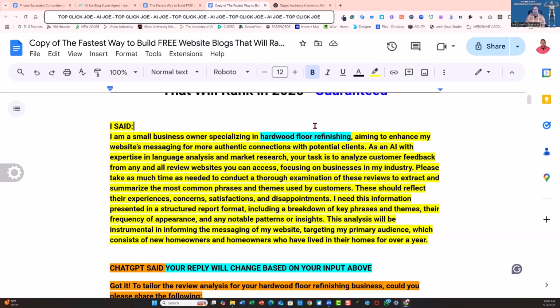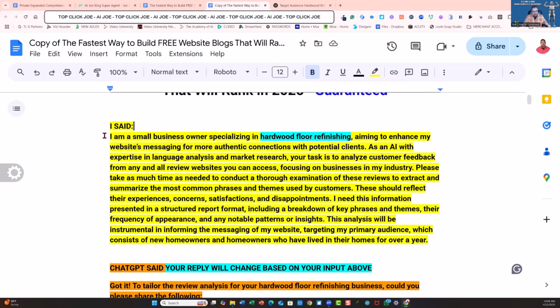A seed keyword is like hardwood floor refinishing. Long tail would be hardwood floor refinishing near me, hardwood floor refinishing service company, those kinds of things when you make it longer tail. So now you have intent. There's no intent here yet. It's just hardwood floor refinishing, the seed keyword. You're going to put your seed keyword in.